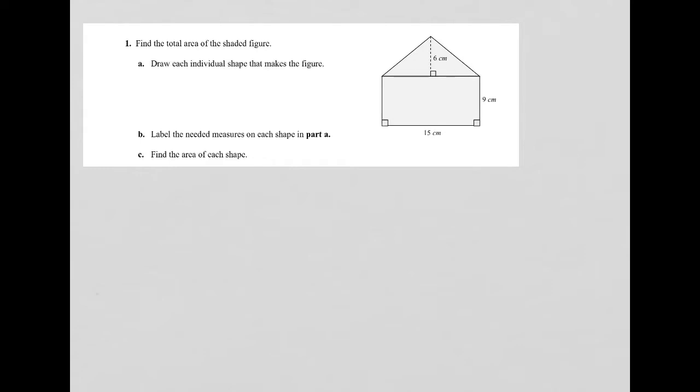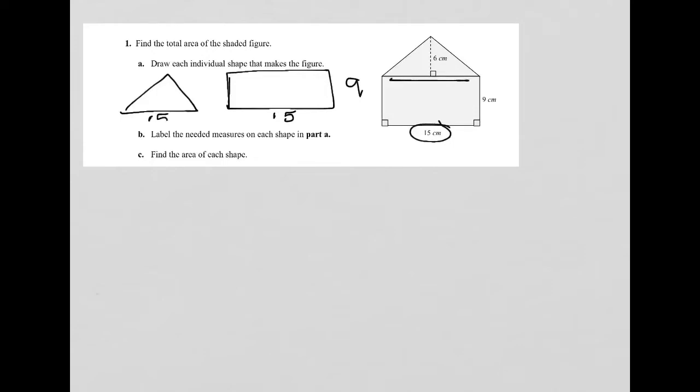So question number 1 wanted us to find the area of the shaded figure. And we needed to draw first the two shapes individually. So clearly I can see that I have a triangle and a rectangle. Triangle is not the greatest, but that's okay. The rectangle had a base of 15 and a height of 9. And because opposite sides of rectangles are equal, the base of the triangle will also be 15. And the height will be 6. So there we go. I've labeled all my measures.